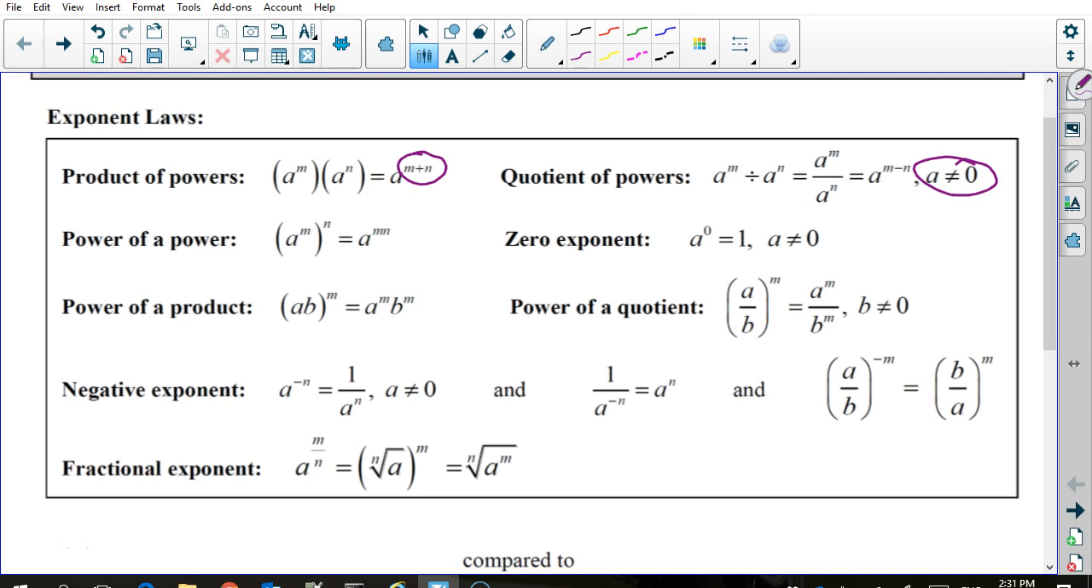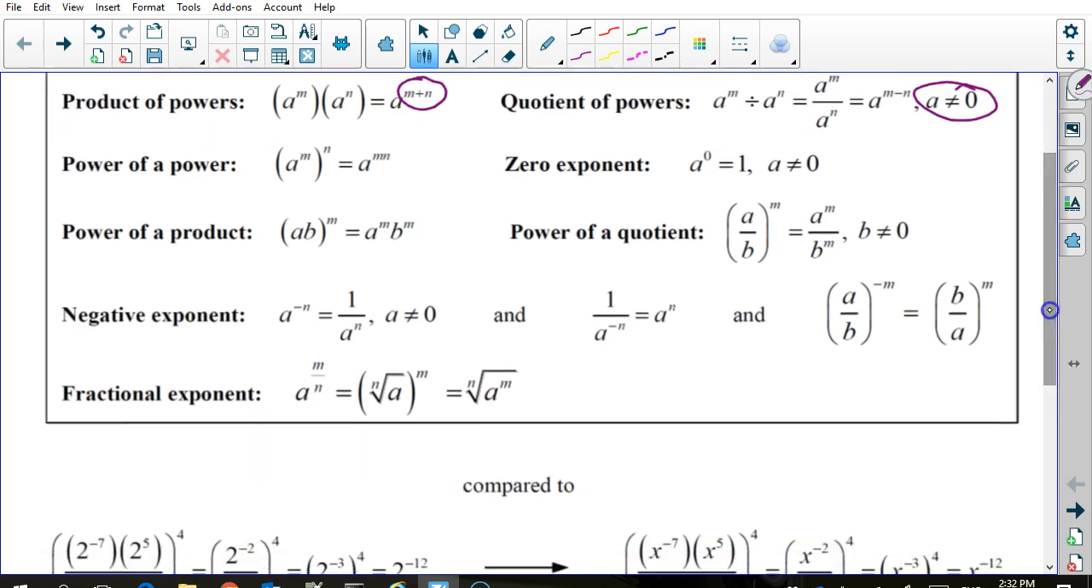Power of a product, you just raise each individual part. It becomes the product of the individual powers, right? So you do power to a power to each part of these, and then you take their product and multiply. Power of a quotient, the same deal. You do each part to the quotient, and then you divide, and the denominator can't be 0. You're not allowed to divide by 0.